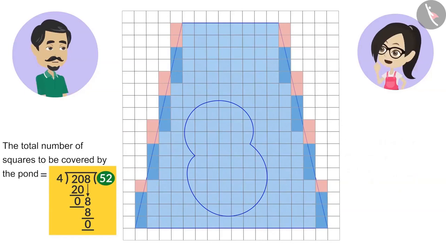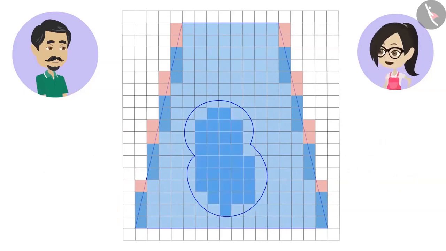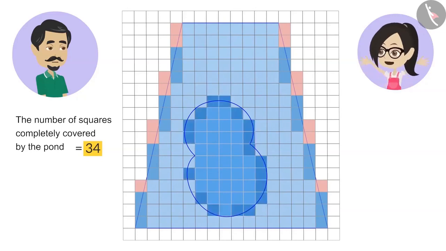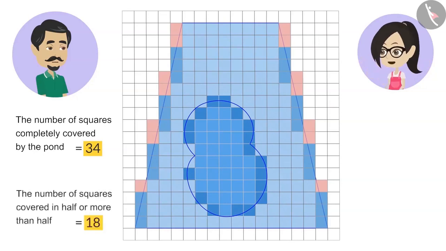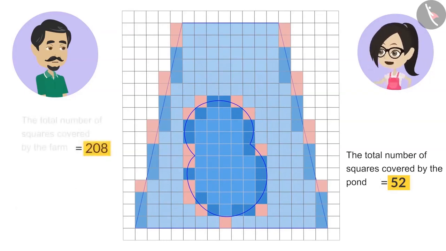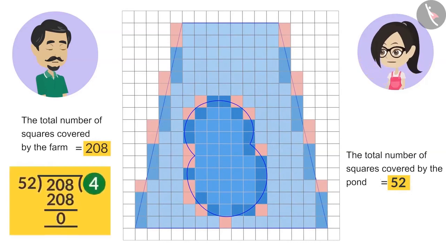Now we will count the squares covered by this pond. The number of squares that are covered completely is 34. Now we will count the squares that are covered in half or more than half. Their number is 18. The number of squares that are covered less than half are not counted. This shows that this pond has covered 34 plus 18 equal to 52 squares, which is 1/4 of the squares that are covered by the farm. That means that the engineer has measured it correctly. This pond covers exactly 1/4 of our farm.